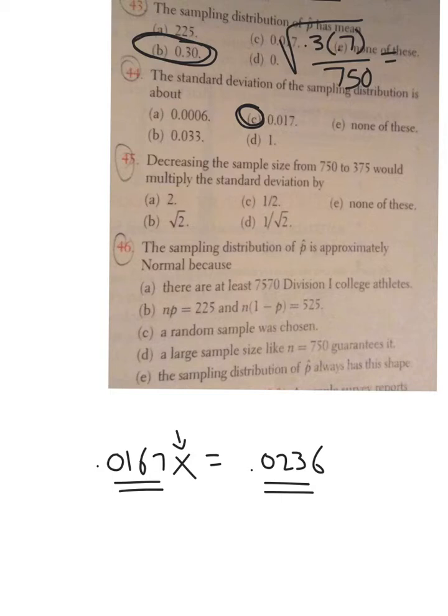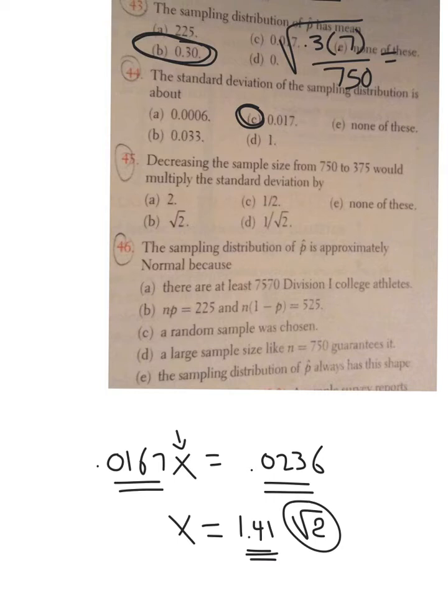So divide both sides by 0.0167 and see what you get. Well, what you get, when you get x by itself, is 1.41, and that is the same as the square root of 2. There you go. That is letter B. Let's go to 46.